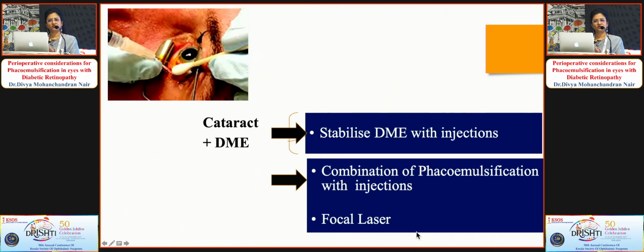So in a patient with cataract and diabetic macular edema, we have the following options. We either stabilize the DME with injection before the surgery, or do a combination of phacoemulsification and intravitreal injection, or a focal laser preoperatively when the edema is not center involving.